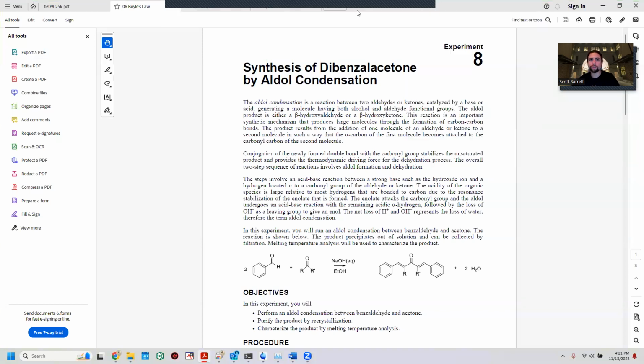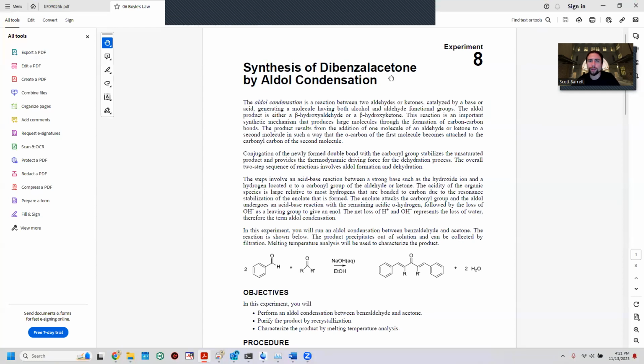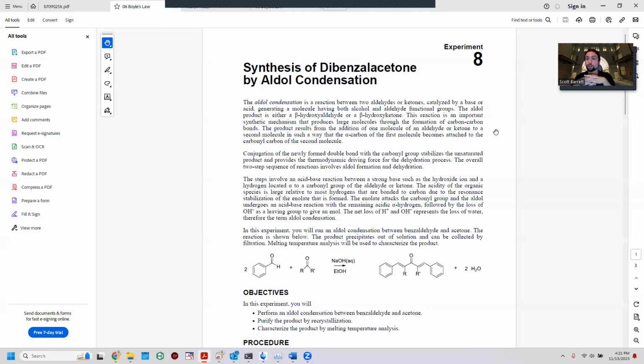Okay, so here we're going to go ahead and screen share for this synthesis of dibenzyl acetone by aldol condensation. The primary thing here is to understand how this aldol condensation works and why we need to use a certain ratio to create our product. So what we're making here is not benzyl acetone, it's dibenzyl acetone. In this case, the first thing to notice is we have a 2-to-1 ratio of the benzaldehyde to our acetone. And the main concept we're going to learn today in this experiment is the mechanism of an aldol condensation and how to appropriately apply it so that you get the product that you want.